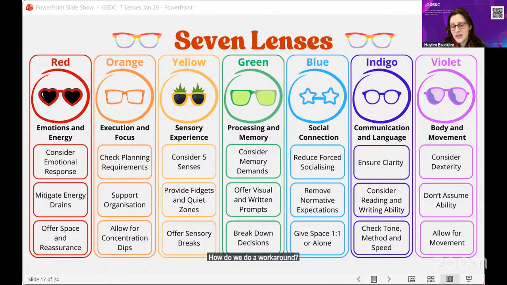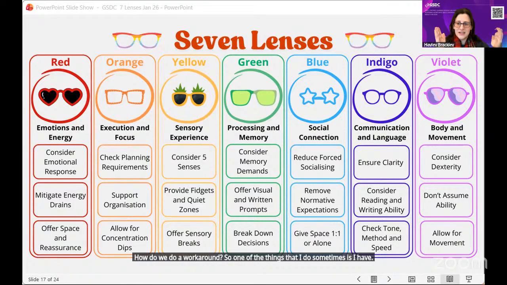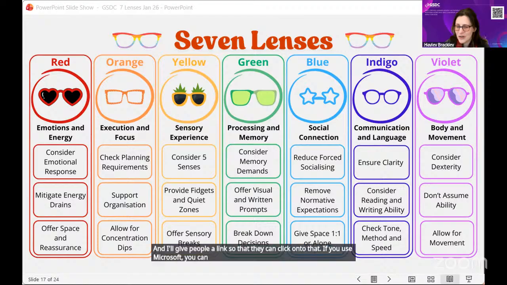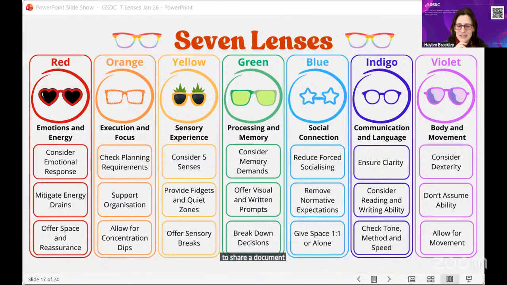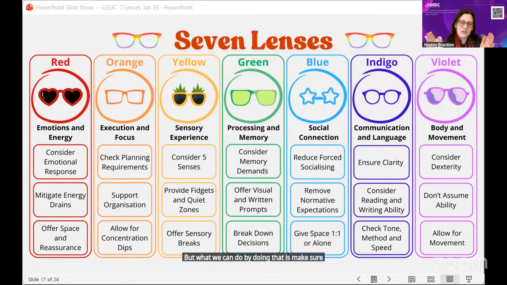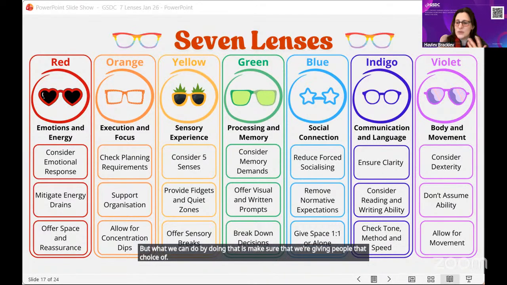So one of the things that I do sometimes is I have a slide that's nice and clear. It's free of clutter. But then separately, I have a worksheet, and that's got a lot of text in it. That's the thing where you would go back to and read through it. And I'll give people a link so that they can click onto that. If you use Microsoft, you can use OneDrive to share a document in real time. If you use Canva, again, you can create a Canva Live document. There's all sorts of different ways of doing it. But what we can do by doing that is make sure that we're giving people that choice of what's good for you to consume and when.